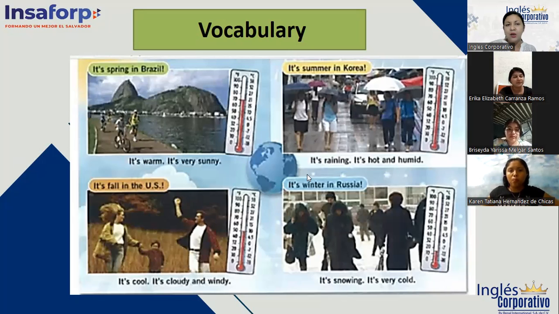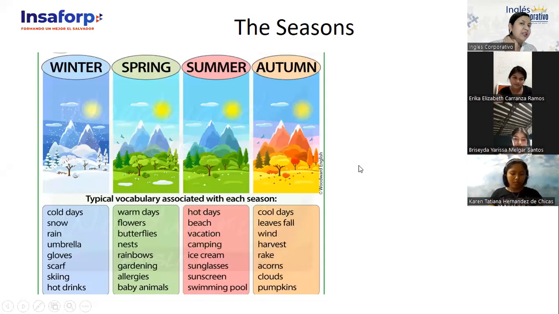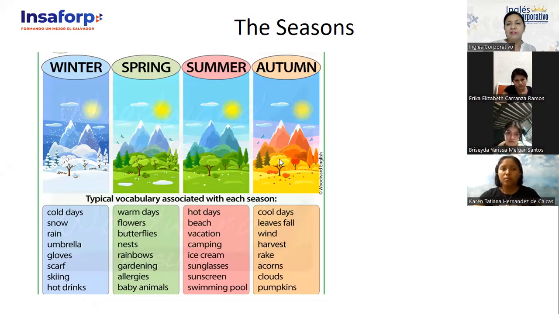Okay, so the seasons, you can see here some words to describe the weather, para describir el clima. In the next slide, you can see the four seasons, winter, spring, summer, and autumn. Autumn is another name for the fall, para la estación de fall, otoño. So you can say autumn or you can say fall. And what are some typical vocabulary associated with each season? For example, in winter, cold days, snow, rain, umbrella, gloves, scarf, skin, and hot drink. With the spring, we have warm days, flowers, butterflies.